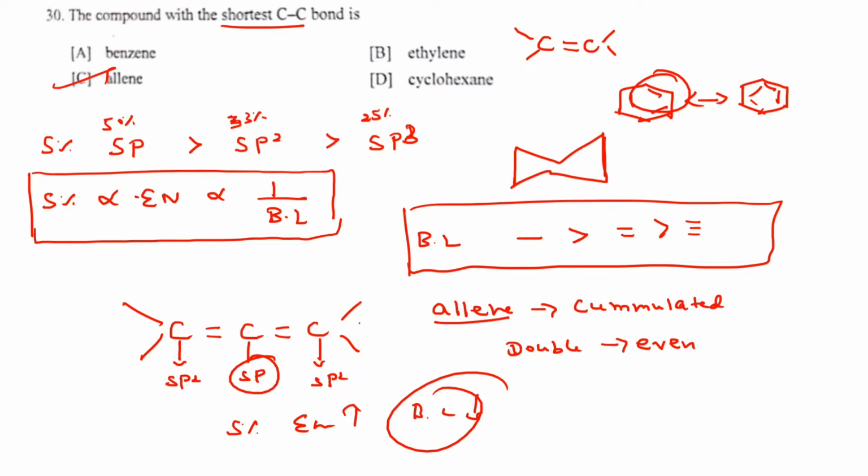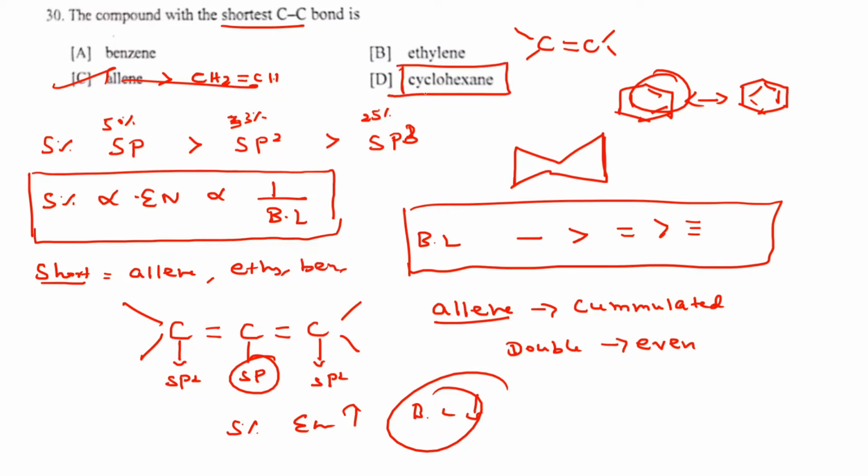Among the four molecules, benzene, ethylene, cyclohexane and allenes, which has the shortest CC bond? Allenes. First allenes, then followed by ethylene, CH2 double bond CH2. Allenes is the shortest. Then ethylene, then benzene. Cyclohexane is the longest, the highest CC bond length compared to all other molecules. Understand? Go for the next question.